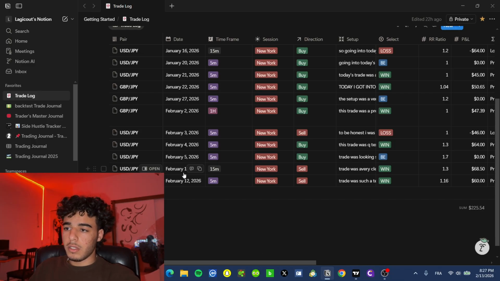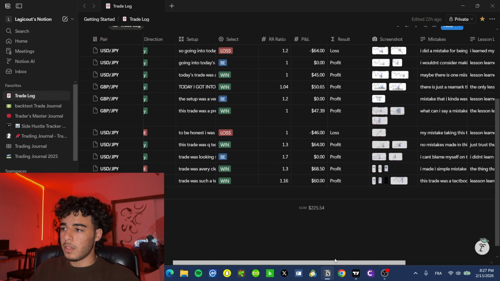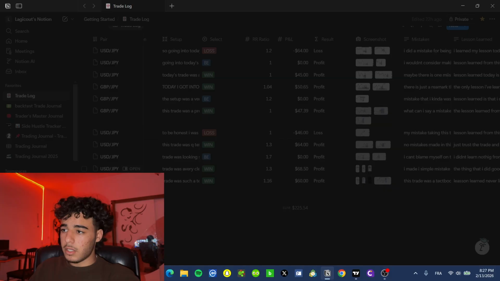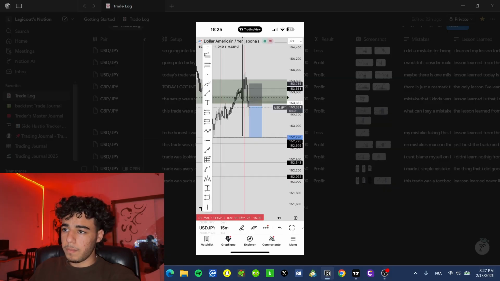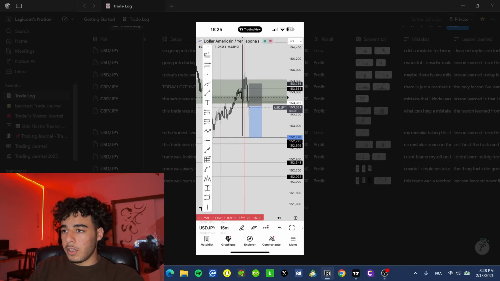Let's go to the first trade, which was on USD JPY, and I did this trade while I was in school and on my phone. That's why you see this phone screenshot. To be completely honest, the same setup is repeating. Everything is the same. Nothing has changed. I was completely disciplined with my setup, honest with my trades, and it was very strict and clean work.